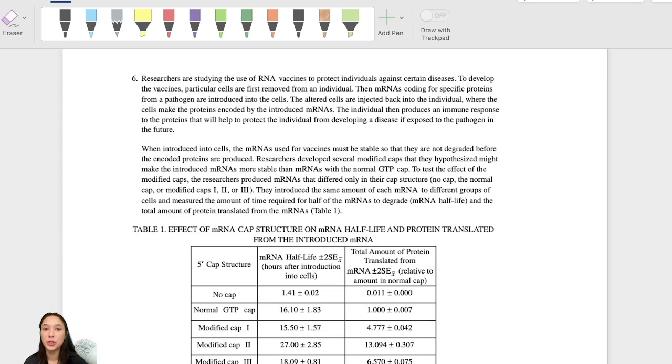Okay, this is the last question for the 2022 FRQs. This is number 6. So let's just get into it.